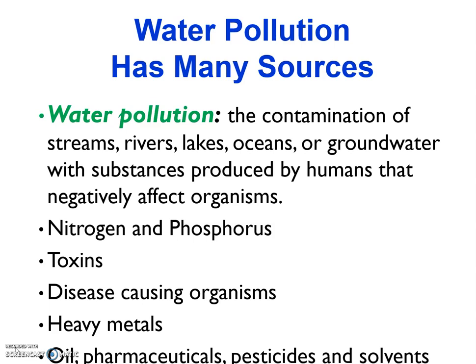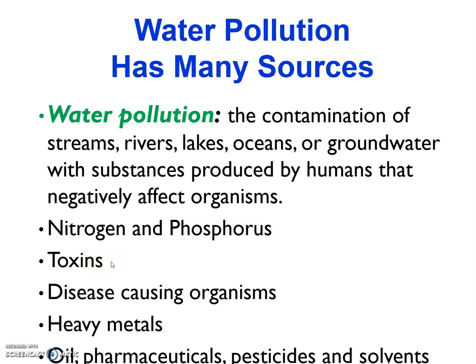So water pollution is the contamination of streams, rivers, lakes, ocean, or groundwater with substances produced by humans that negatively affect organisms. Here on the Cape, nitrogen and phosphorus are huge problems. The nitrogen comes from different sources, but one of the big sources is the many septic tanks that we have. And when they leak, or their leaching fields aren't proper, then this nitrogen gets added to our water.